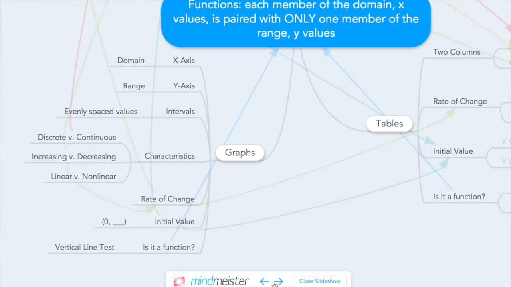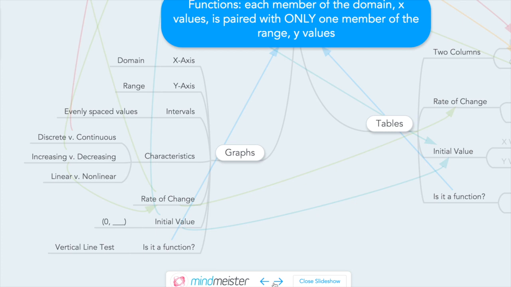And then we usually graph after we get our tables done. On the graphs, we have an x-axis, which is our domain, and the y-axis, which is our range. Remember that our intervals are evenly spaced values, and we can describe the graphs using some characteristics, such as discrete versus continuous. There's a red arrow going from that because you determine if it is discrete or continuous based on your x value, or your independent variable.